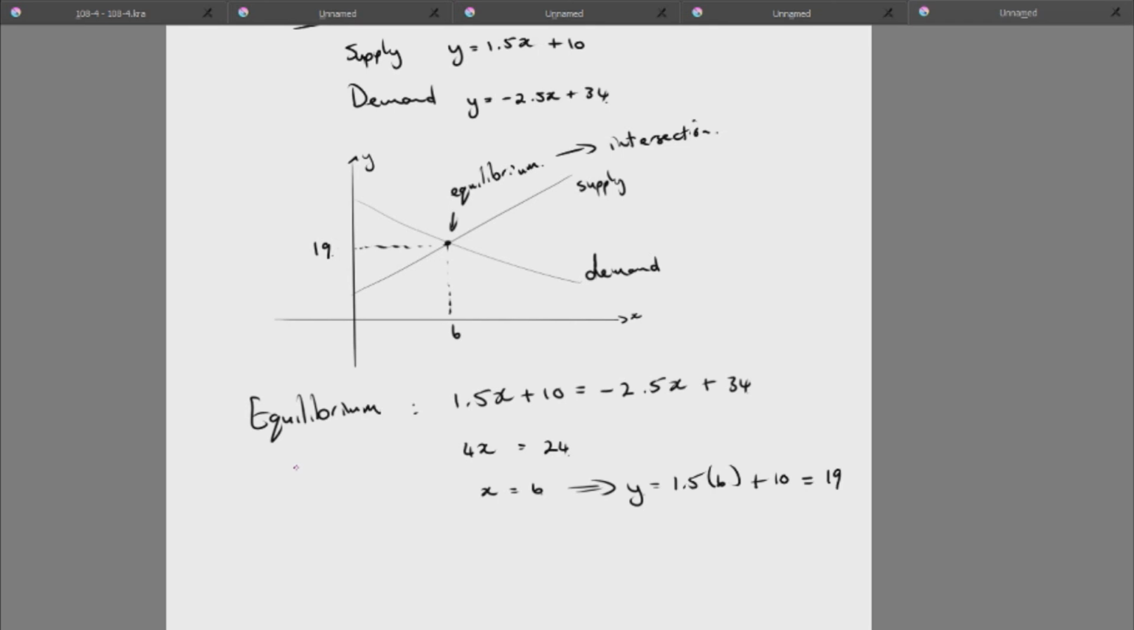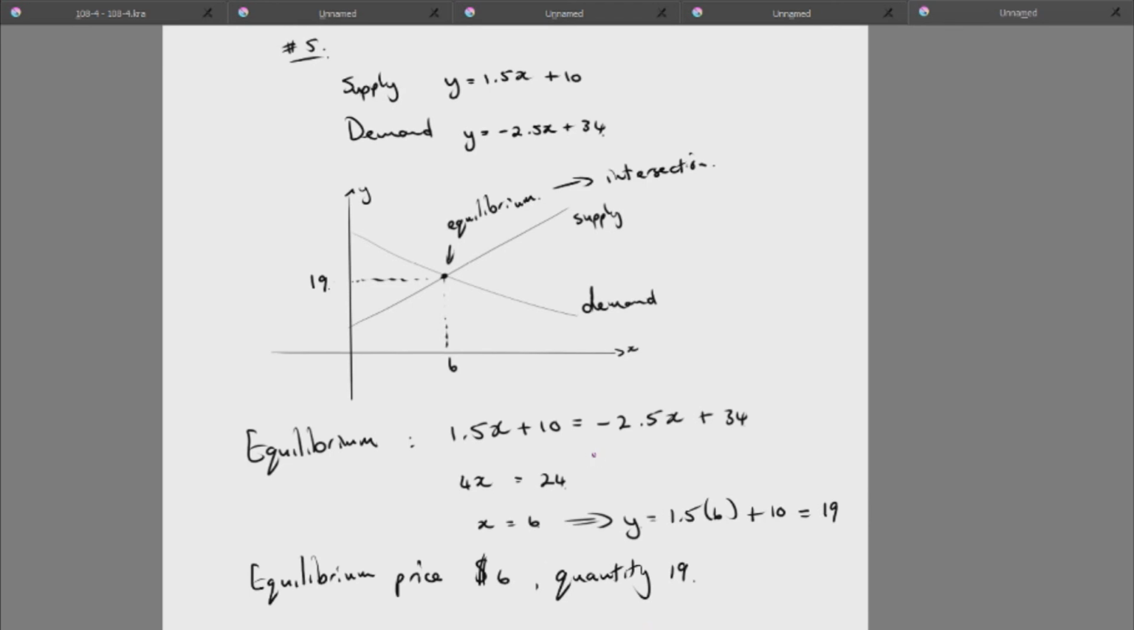So the equilibrium, let's write it again. Equilibrium price is, which one is the price? x is the price. 6, assuming it's dollars. And quantity is 19. So there's another kind of application, equilibrium between supply and demand. And often, it's not always straight lines, but surprisingly often, at least for a little bit, they follow linear functions and straight line equations.